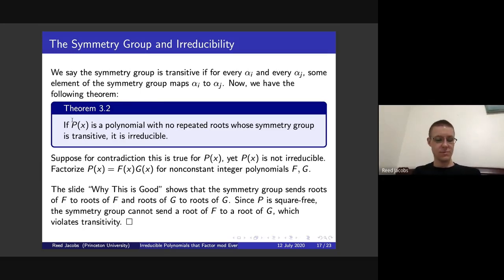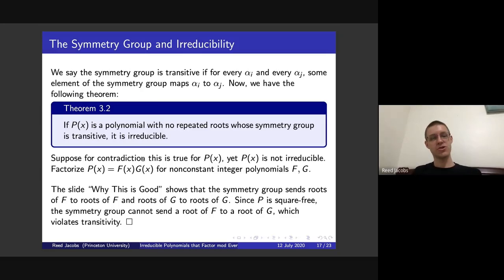And so we have this theorem. If p of x is a polynomial with no repeated roots whose symmetry group is transitive, then it has to be irreducible. And so the upshot of this theorem is that the symmetry group, as we've seen, is a finite combinatorial object. And this theorem is telling us that using a combinatorial property of this finite object, we can prove results about polynomials being reducible.